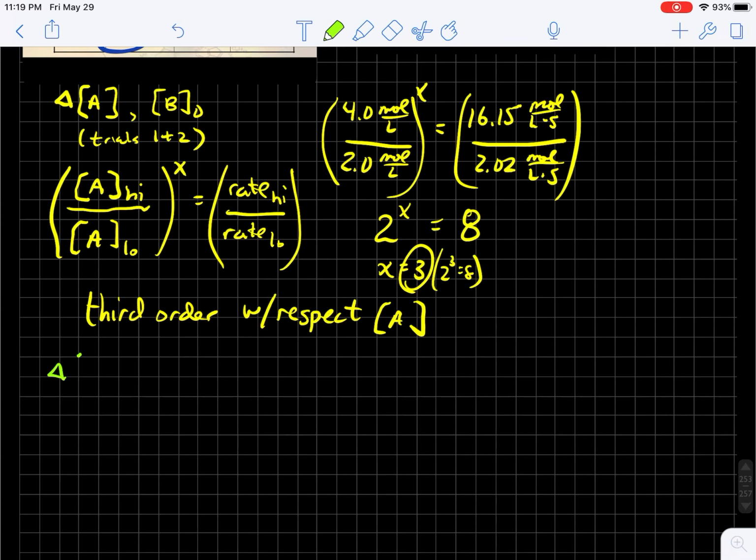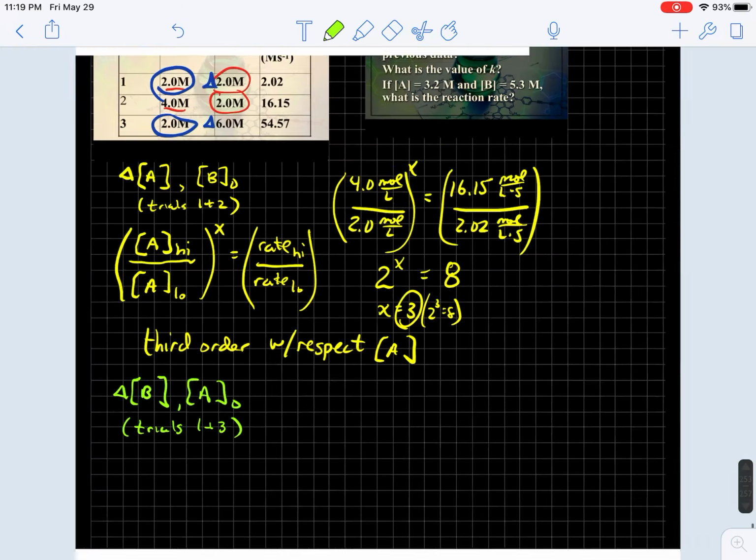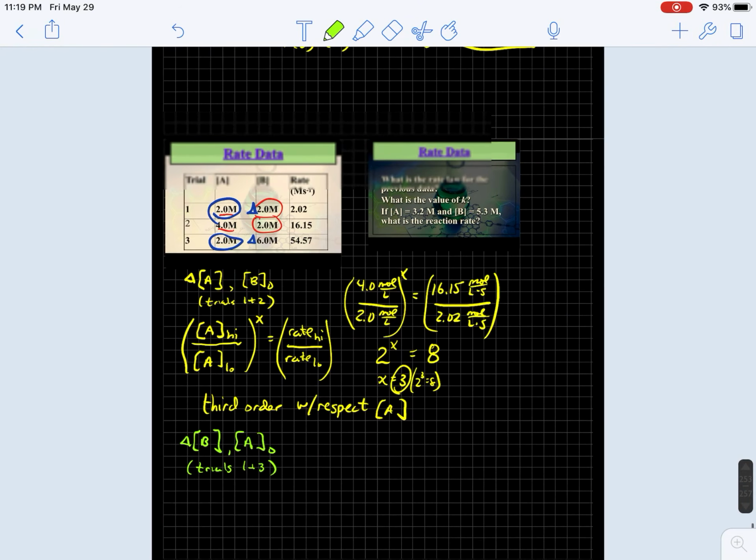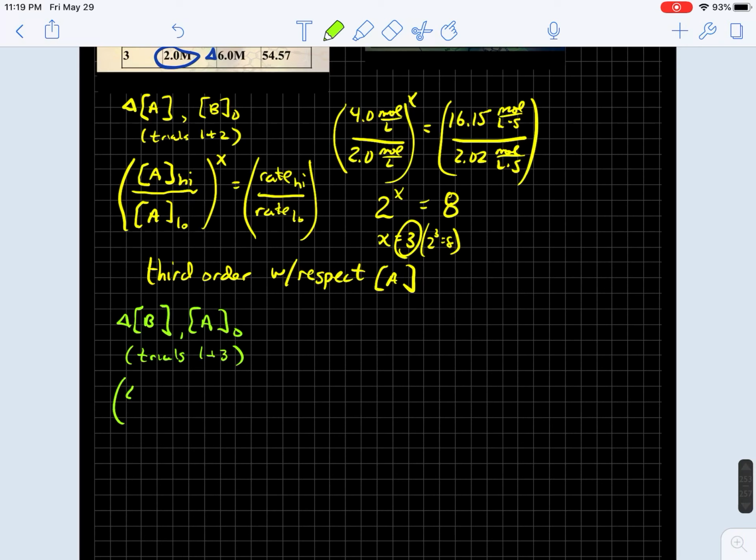So I'm going to write that out. We already wrote the equation once. I like to keep track of which trials I'm doing. I want to do a change in B, but in trials where A is held constant, so I'm going to use the data from trials 1 and 3. And we said that data was 6 over 2, 6.0 moles per liter over 2.